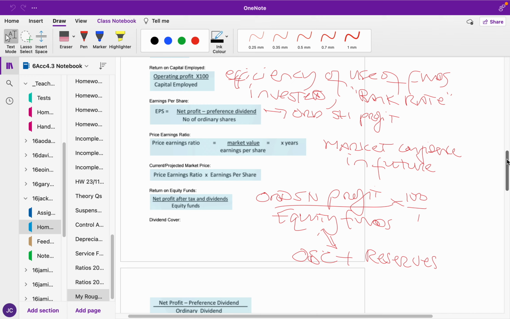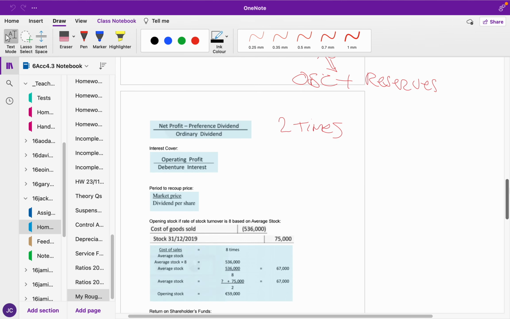So if you turn the formula upside down, so if you get a figure, for example, of 2 times, that means that, turn it upside down, half of the money invested in the business, half of the profit generated from the ordinary shareholders' money, half of that has been paid out. So the other half must have been getting retained.